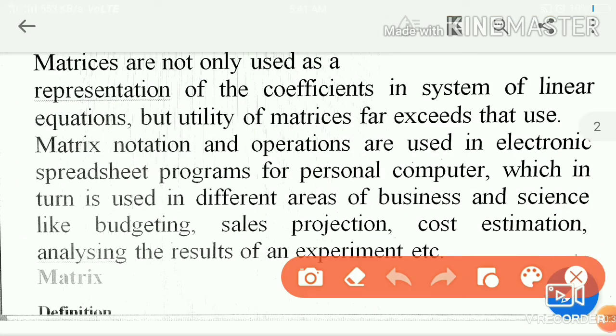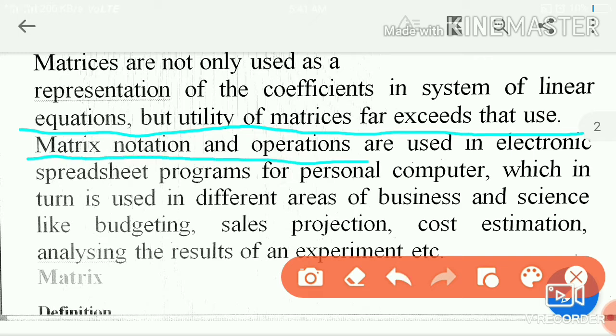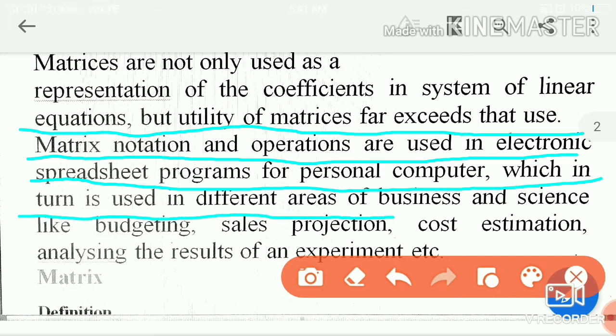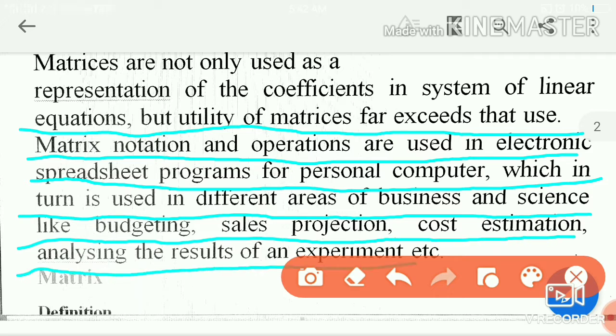Matrices are not only used as a representation of the coefficients in a system of linear equations, but the utility of matrices far exceeds that use. Matrix notation and operations are used in electronic spreadsheet programs for personal computers, which in turn are used in different areas of business and science like budgeting, sales, production, cost estimation, analyzing the results of an experiment, etc.